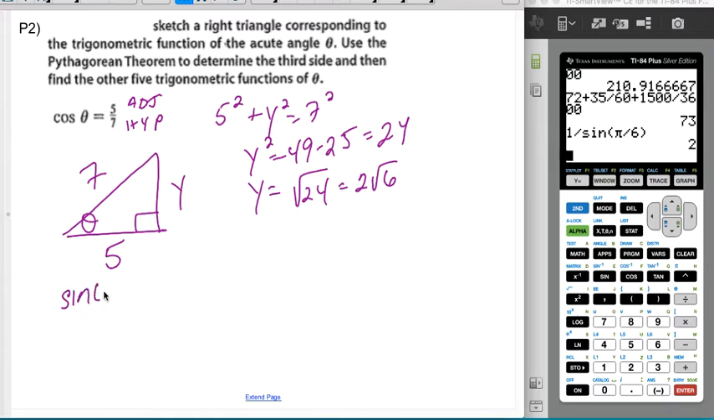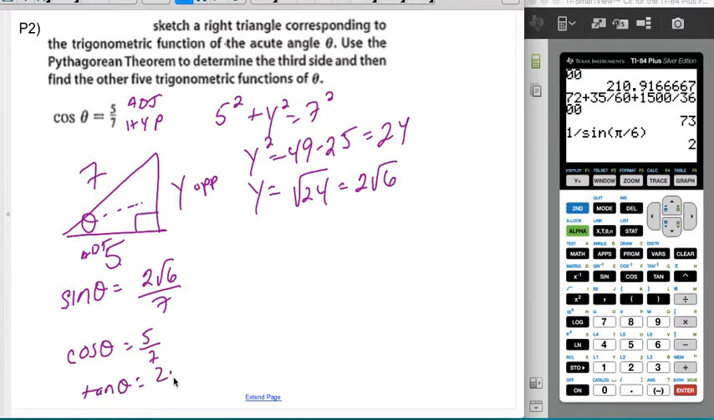So my sine is going to be this y value, this 2 root 6, opposite over hypotenuse. And remember, opposite is the side not touching the theta, because it's opposite theta. And that's it. My cosine was already given to me, but I should check anyway. It should be 5 over 7. That was given. And my tangent should be the 2 root 6 all over a 5. So those are my first three, and then I just flip them.